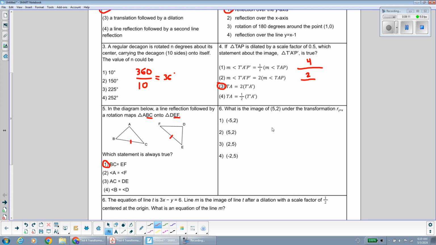The rule for reflecting over the line y equals x is to change the order of the coordinates. So I'll write that down over here. If we're reflecting over the line y equals x, the original coordinate is going to switch order. You can pick the correct answer choice now with that in mind.